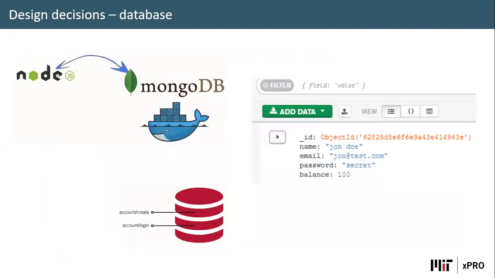Next, let's discuss the design decisions for the database. Because the data we are storing is not in rows and columns, but JSON, using a non-relational database like MongoDB makes sense. Additionally, it was decided to run MongoDB inside a Docker container by creating an image and using MongoDB on port 27017.